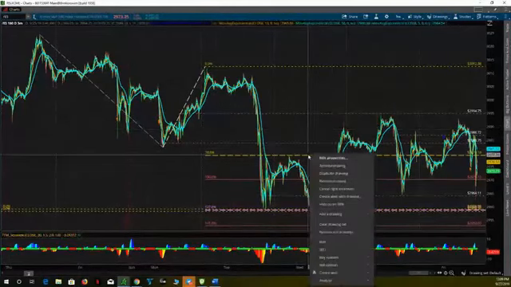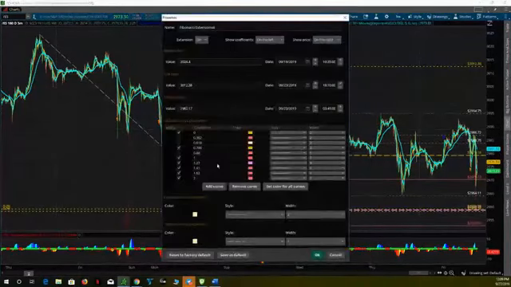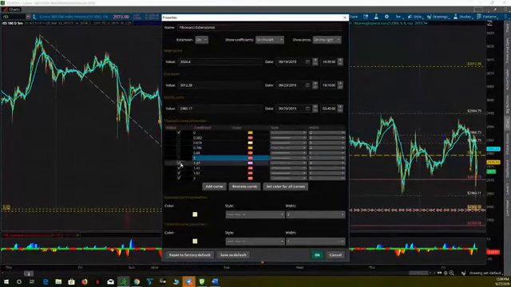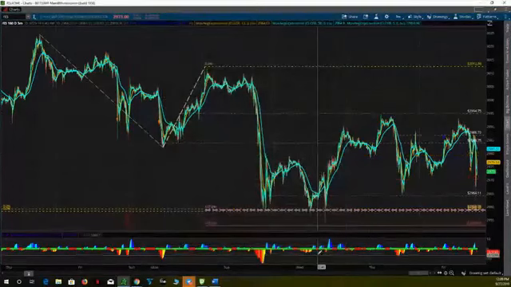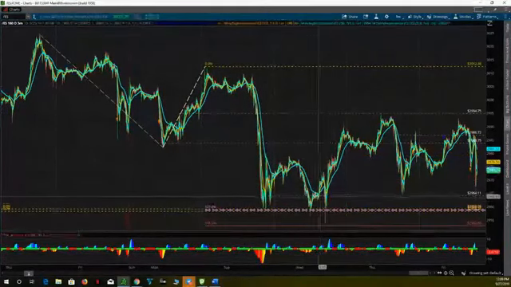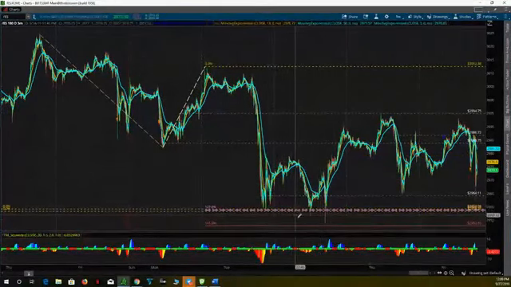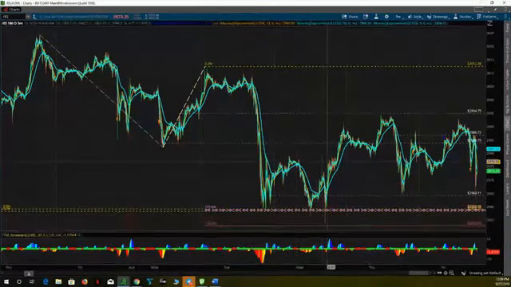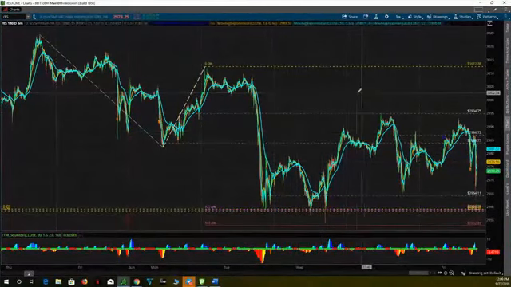So let me adjust this now. I'm going to remove a couple of these just so you can see where we're at and the support and resistance levels. All right, so this is our support level right here, and now we look for it to go up. So how do we do this?